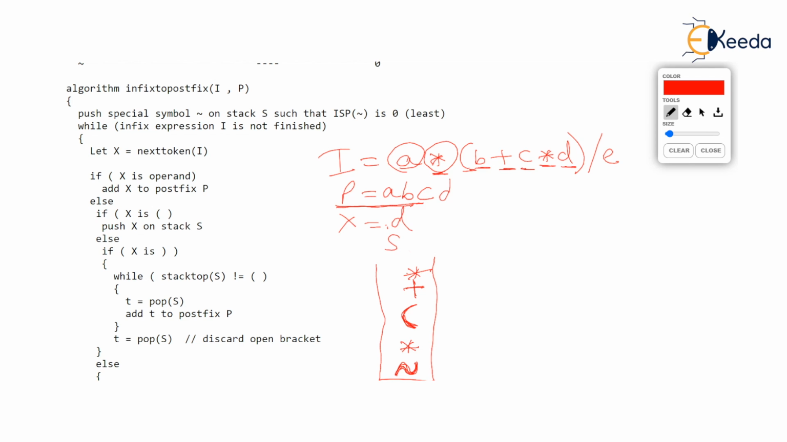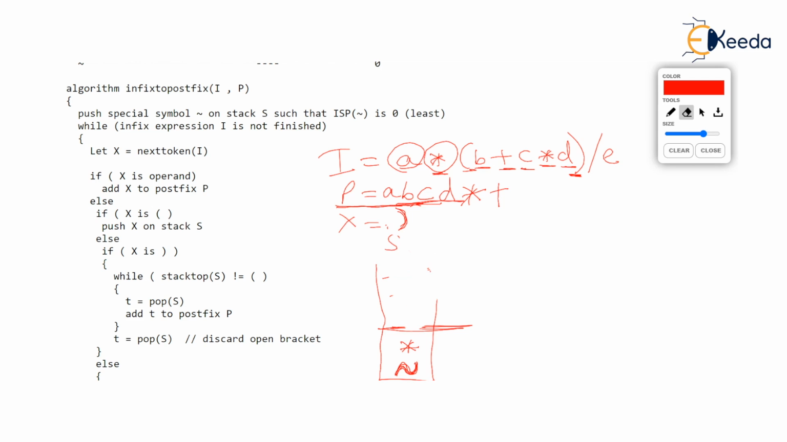Now the next symbol we get is close bracket. See that close bracket. Whenever a close bracket is encountered, we just have to pop everything from the stack till the open bracket. But don't add the open bracket anywhere. Simply discard the open bracket. Star will be popped, plus will be popped, and they will be added to postfix. Check that we are adding them to postfix, and the bracket will also be popped, but the bracket will be simply discarded.